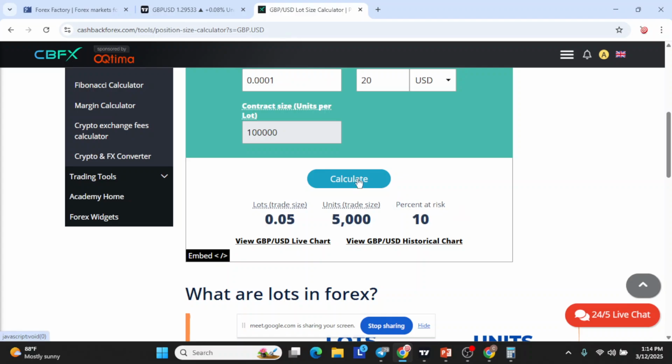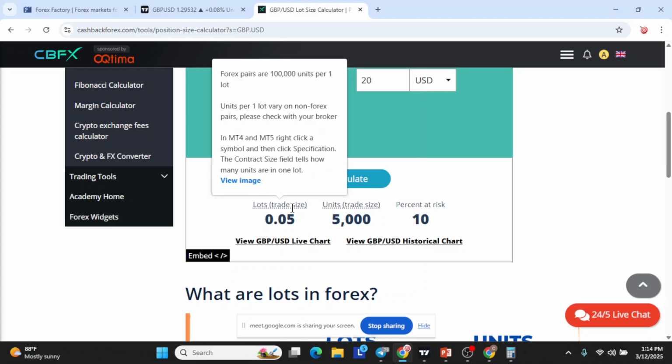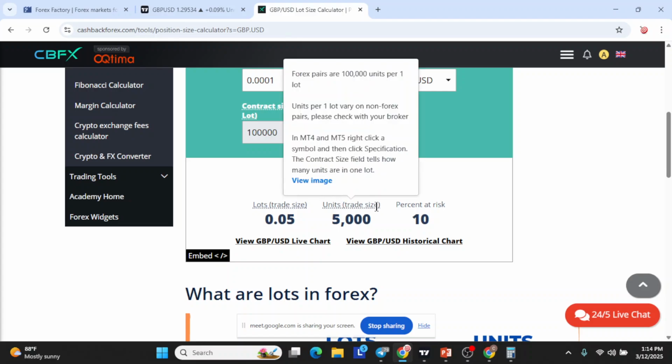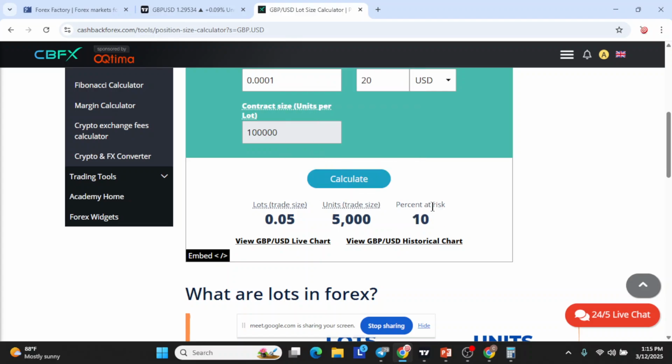and then you scroll down and press calculate. When you press calculate, it's going to pop out three different pieces of information. We have lot, which is the trade size, we have unit, which is the trade size, and we have percent at risk. The lot here is the lot size we are to use on that trade. So now it's telling us to use 0.05 lot size. That is what the calculator is telling us to use.